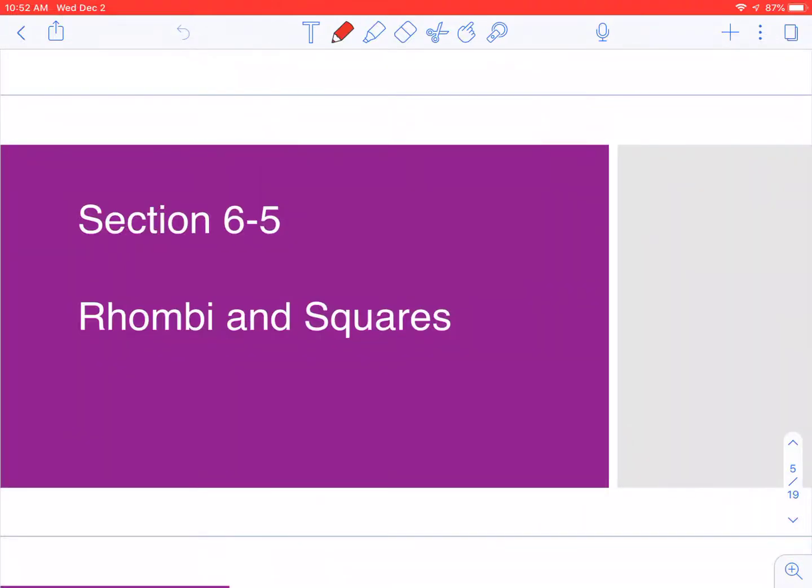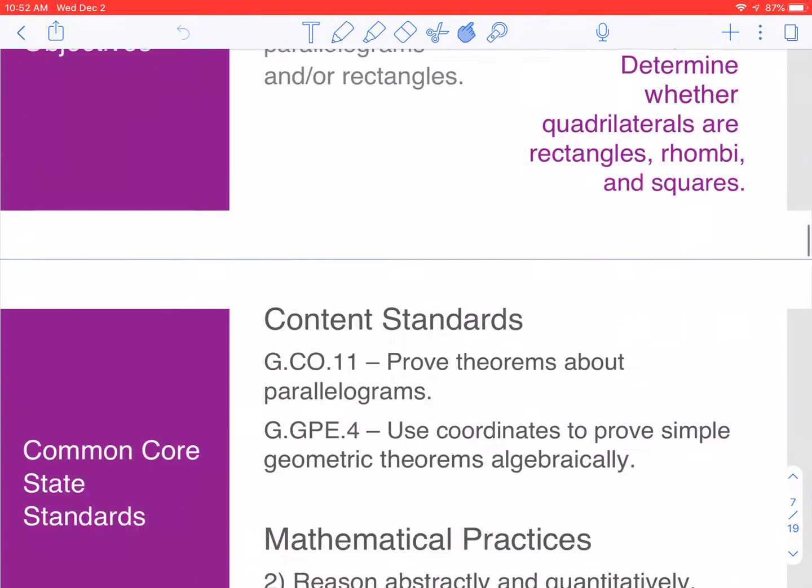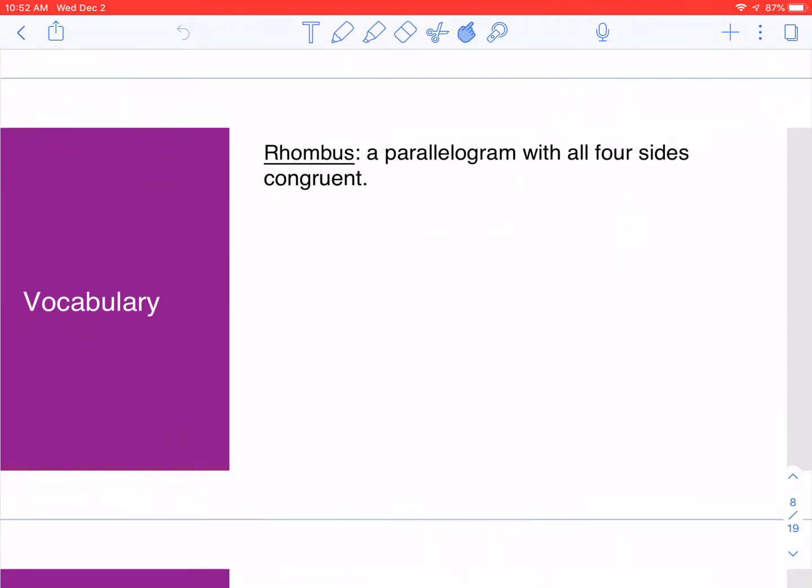Moving on next to section 6.5, rhombi and squares. In other words, rhombuses and squares. All right. A rhombus is a parallelogram with all four sides congruent.